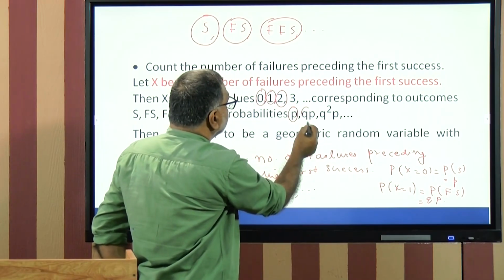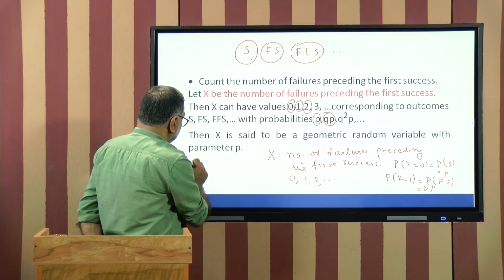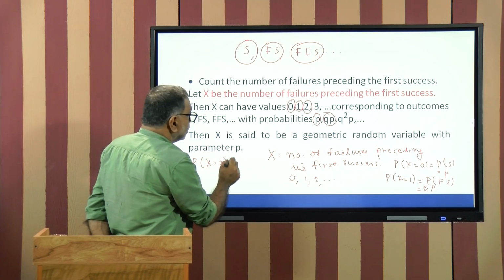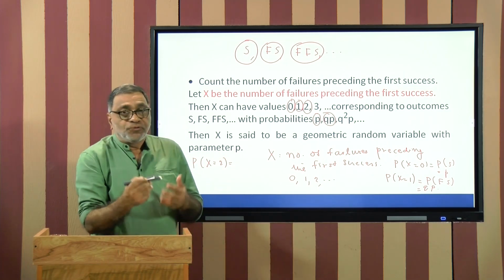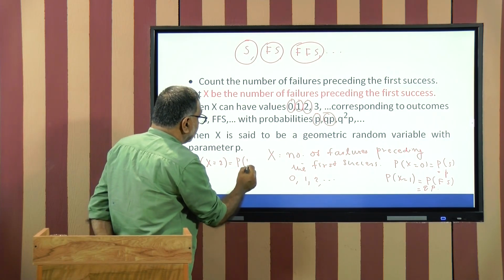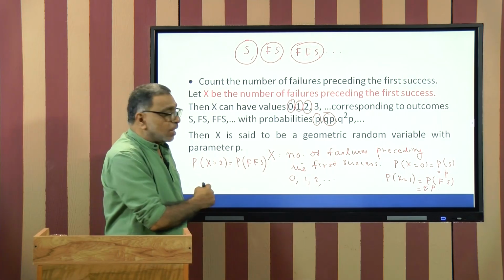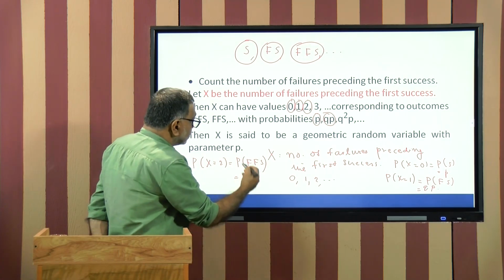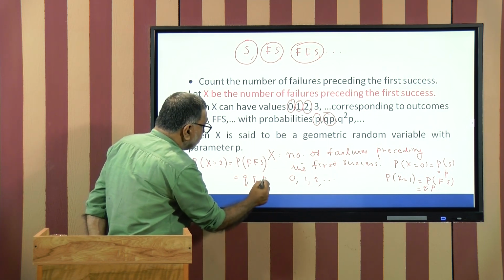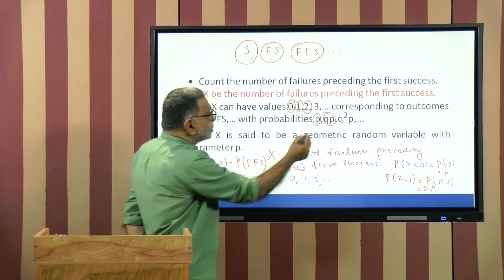So, this is our Qp. And what is next one? Probability of x is equal to 2. What is the meaning? Probability of getting 2 failures preceding the first success. So, this is the event, and since the trials are independent, this is Q into Q into P, or that is Q square into P. So, this is our value.